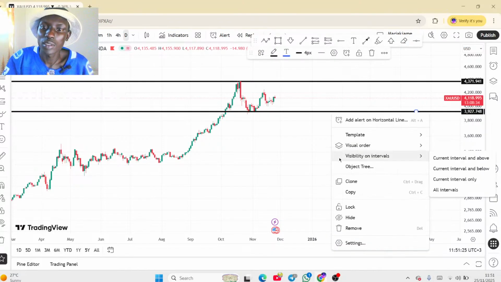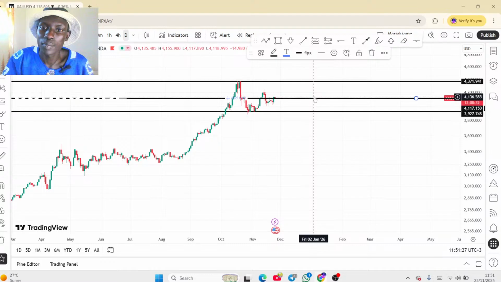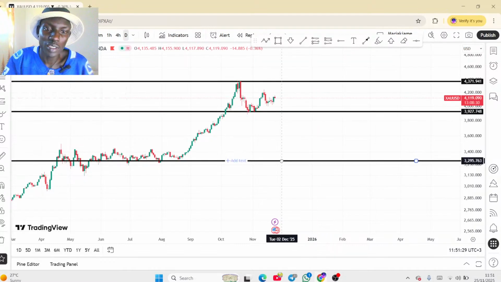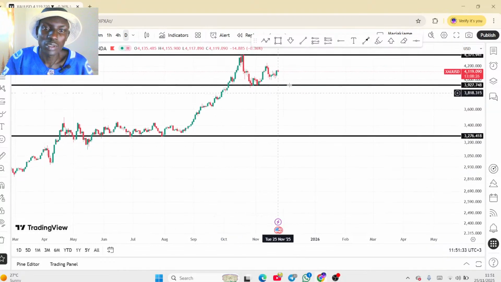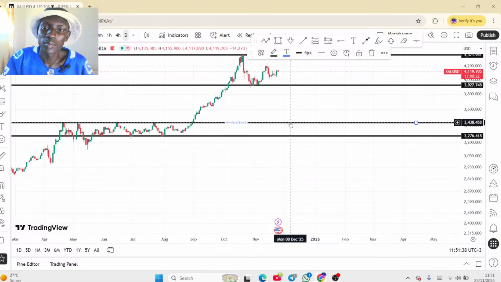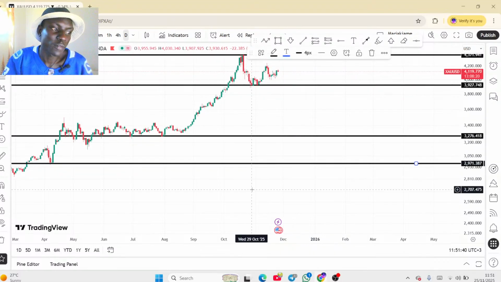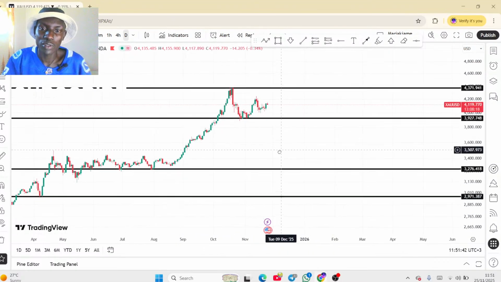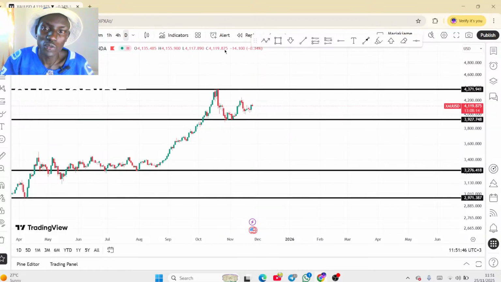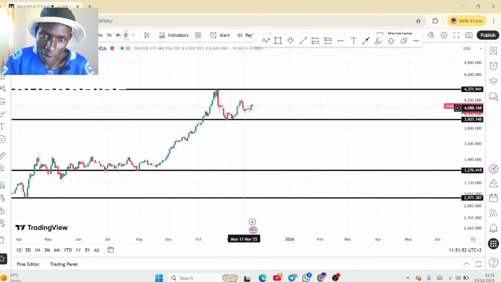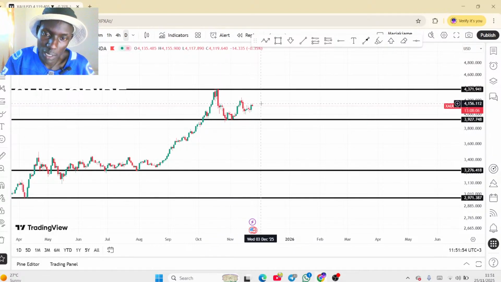So let's get other zones also. What we are simply doing is finding the zones, areas of interest. So we finally have our resistances and supports here. Now what are we going to do? The trend is still playing around here, and we are seeing it's bearish.